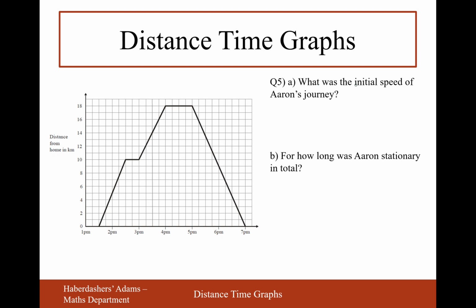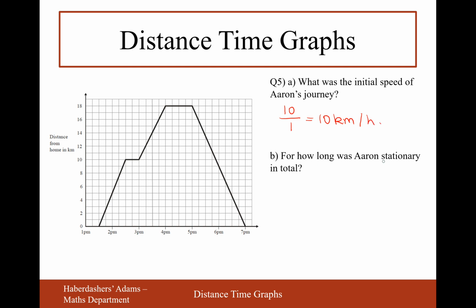Okay, question 5. What was the initial speed of Aaron's journey? Well, he started at 1:30 and finished at 2:30, so that's an hour. And then it's going to be a total travel of 10. So that's going to be 10 divided by 1. That's nice and easy. That's 10 kilometers per hour.